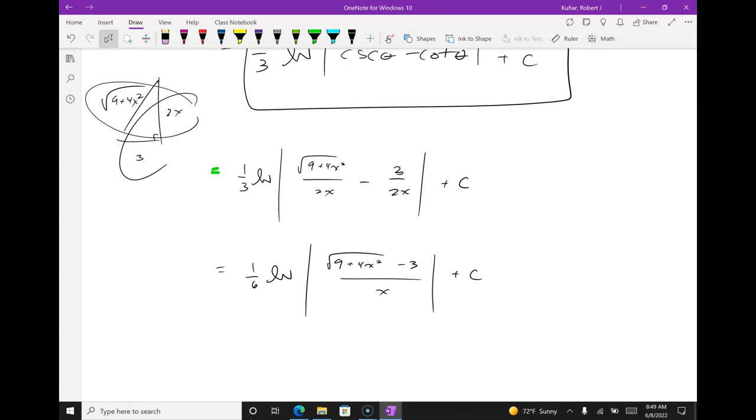No, it's definitely a 1/6. Okay. Let me see if I can think about how it could be something different than that. I cannot. It would be fine to have a 2 over 2x, a 1/3 times the ln of all of that over 2x. I think they just left it out.